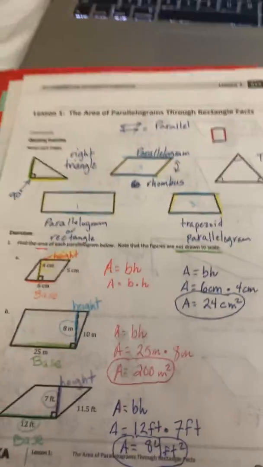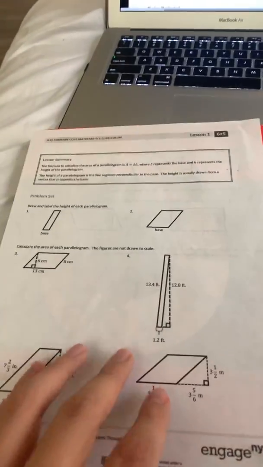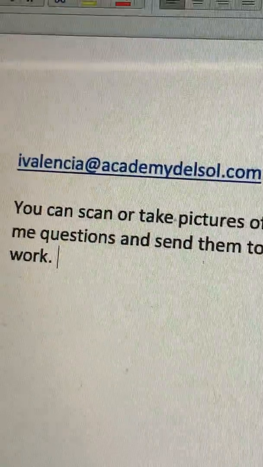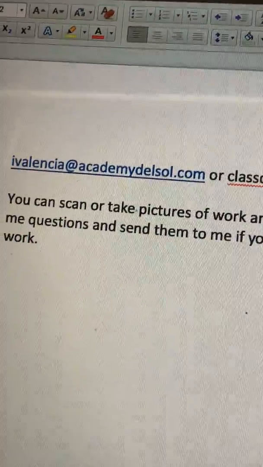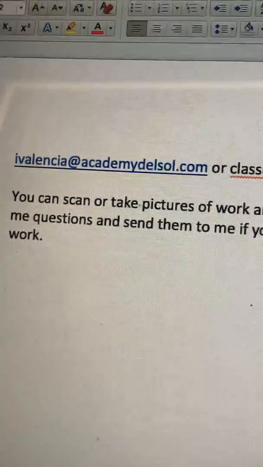If you feel comfortable with it, tell your parents you can take a picture of your work. For example, this was my homework. I would take a picture, and what I actually need a picture of more than everything, because these are more your notes, is your homework. Take a picture and send it to me through either Class Dojo or my work email, which is ivalencia@academydelsol.com. If you need to write it down or need more time, pause the video right now.